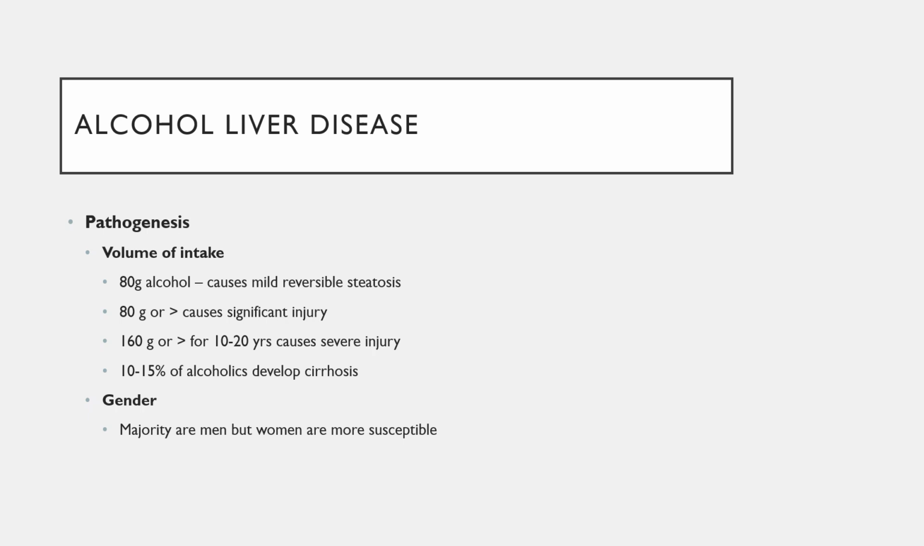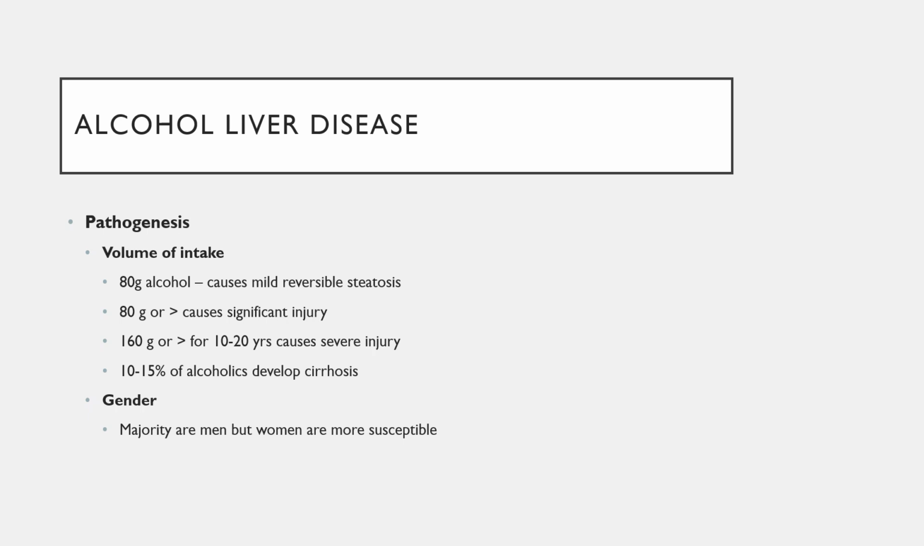Let's talk about why this is happening, because the mechanism matters. First, dose matters. Around 80 grams of alcohol per day can produce reversible fatty change. Now for context, that is roughly 5 to 6 standard drinks, depending on your pour strength, and we all know pours are rarely honest. When intake climbs higher or persists for years, injury accelerates. And prolonged intake above 160 grams daily for a decade or more, well, that is a fast track towards severe liver damage.